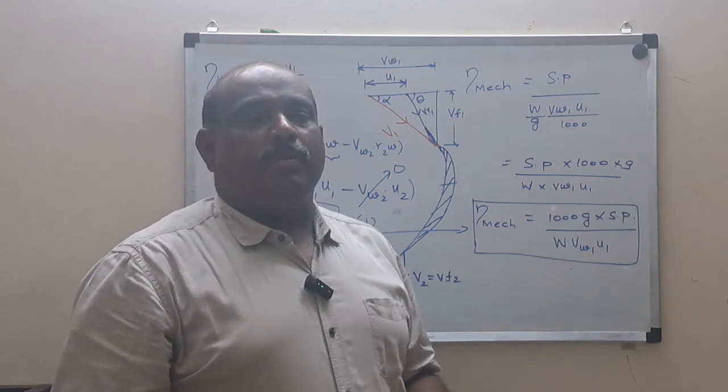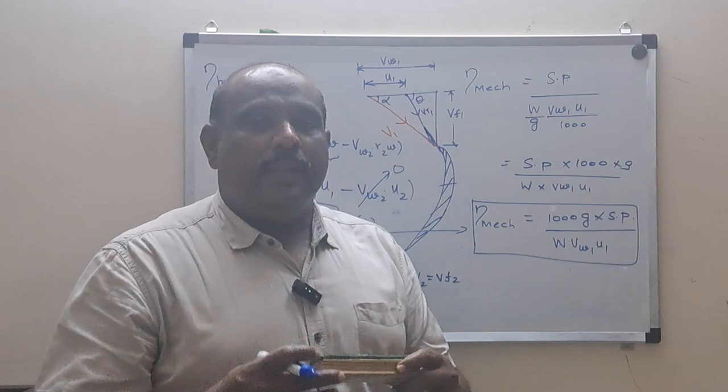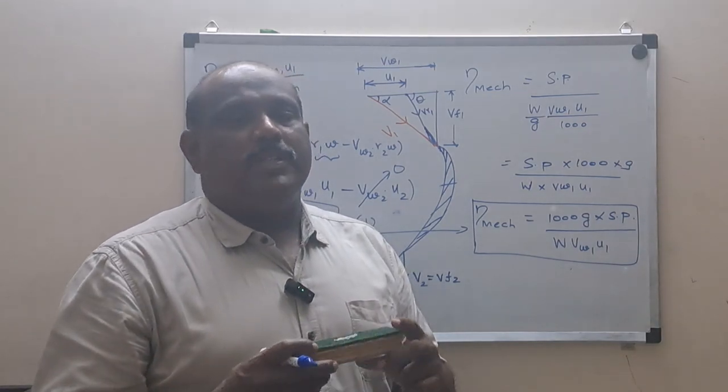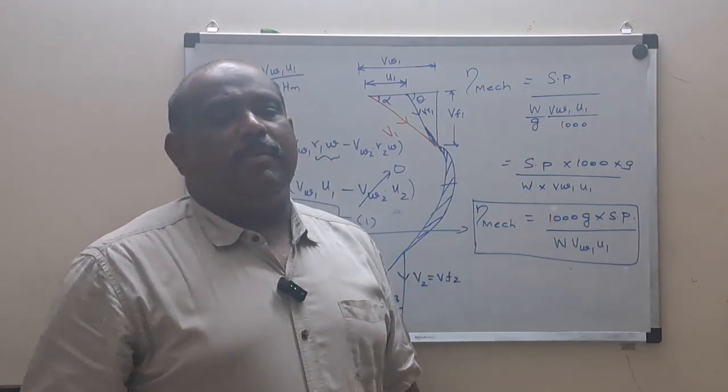The mechanical efficiency is nothing but how much work is done by the water on rotating the impeller, that is the input. The output is how much the shaft is rotating. It generally has a very good efficiency.